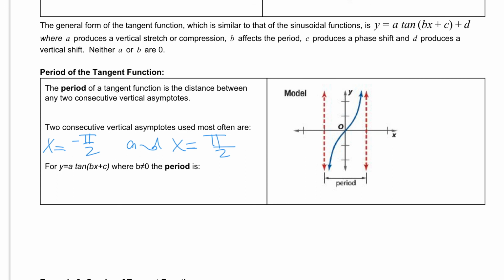So our period, it's going to be similar to that of our sine and our cosine, but we're taking pi and dividing it by b instead of taking 2 pi and dividing it by b. So the period of the tangent function is shorter than the period of the sine and the cosine function. But this right here, pi divided by b, is how we will find the period of our tangent function.